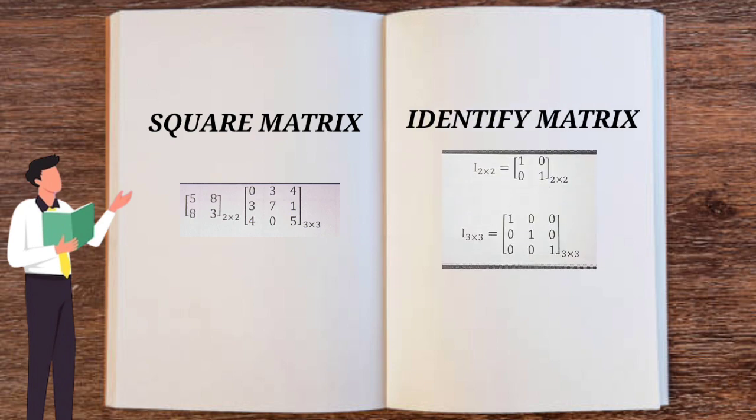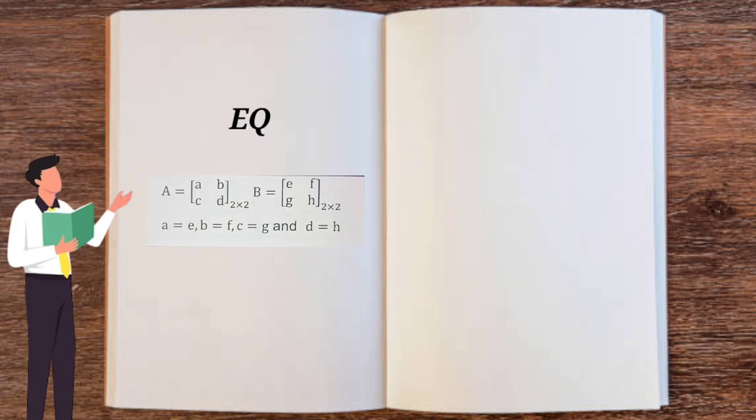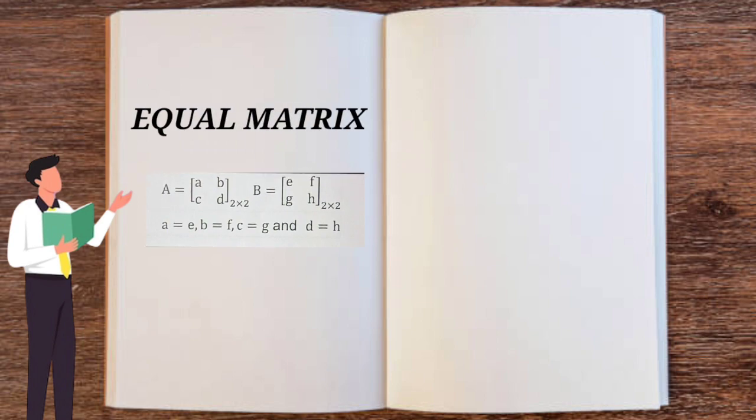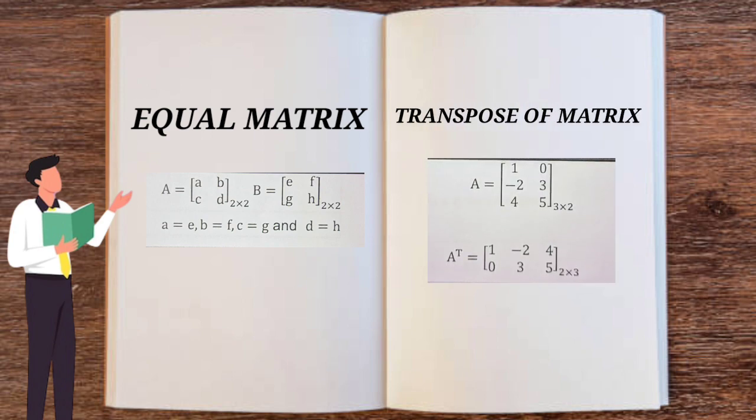Identity matrix. An identity matrix I is a diagonal matrix with all diagonal elements equal to 1. Equal matrix. Matrices which have the same dimension and their corresponding elements are equal. Transpose of matrix. The transpose of a matrix is a change of corresponding rows and columns and is denoted as A^T.